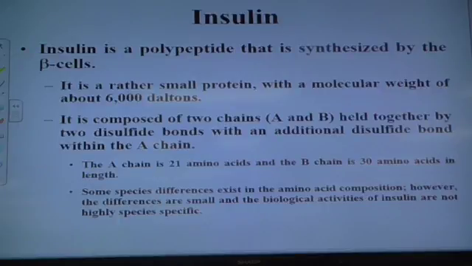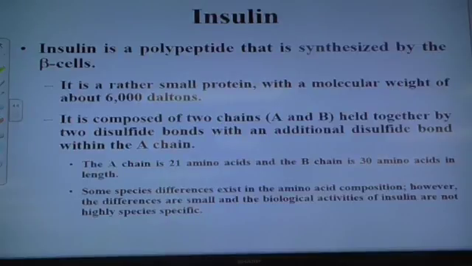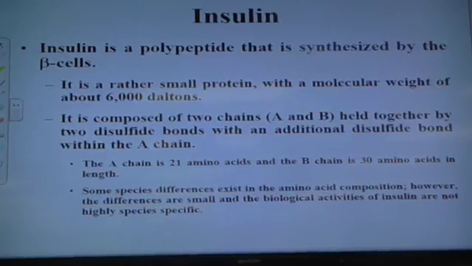Now, it's composed of two chains, an A and B chain. They're held together by two disulfide bonds, so they're bent. And they have an additional disulfide bond within the A chain. The A chain is 21 amino acids, the B chain is 30 amino acids in length. There is some species differentiation between the sequence of amino acids, but it's usually very minor.